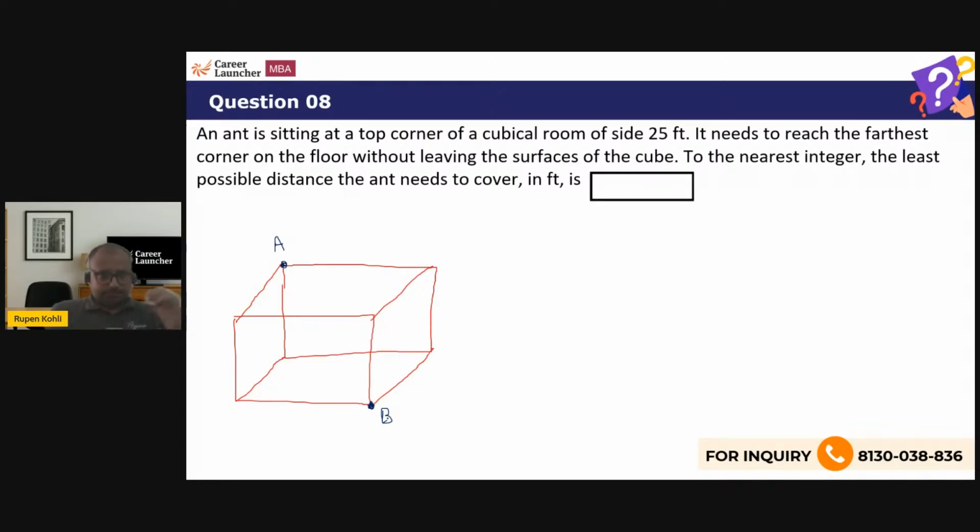Now, if this was not an ant but a fly, you would have done the body diagonal. You would have just flown directly from A to B. You can't do that. You are an ant, not a fly.